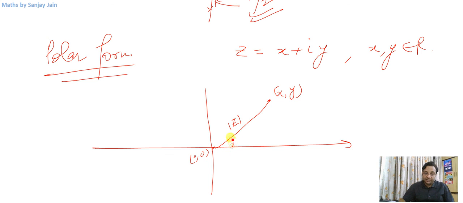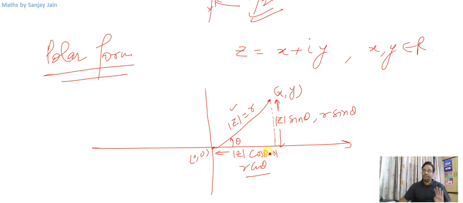Now if this theta is the argument of this complex number, what can I say about this length here in terms of mod z? Can I say this is equal to mod z sine theta? We have studied about this in trigonometry, right? And what will be this length? Mod z cos theta. Or let me give another name to mod z, r. So can I say that this length is r sine theta and this length is r cos theta? Yes, we have studied about it in trigonometry. So what will be the coordinates of this point? It will be r cos theta, comma r sine theta.